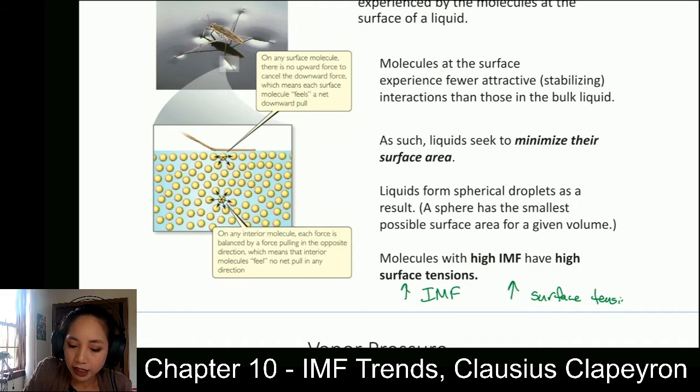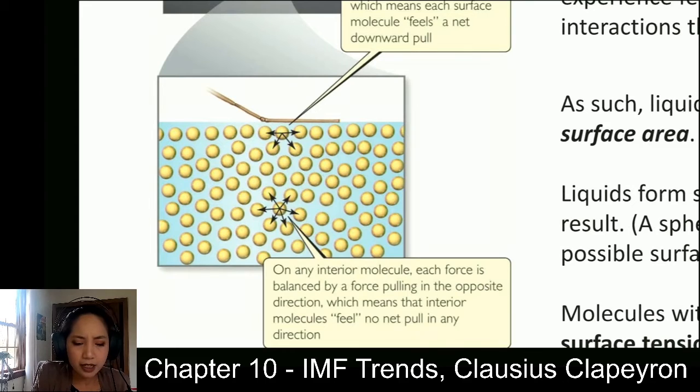So something like water. We know water has a lot of intermolecular forces present. It has London, it has dipole-dipole because water is polar, and it has hydrogen bonding. So water does have a lot of surface tension. And then this figure kind of shows where that net downward force happens at the surface.